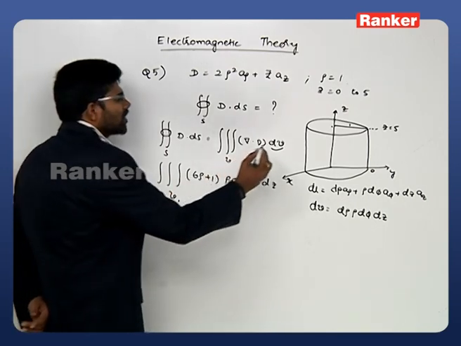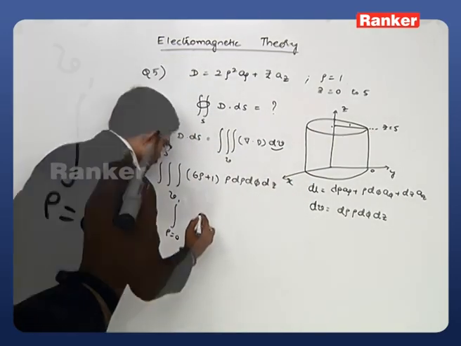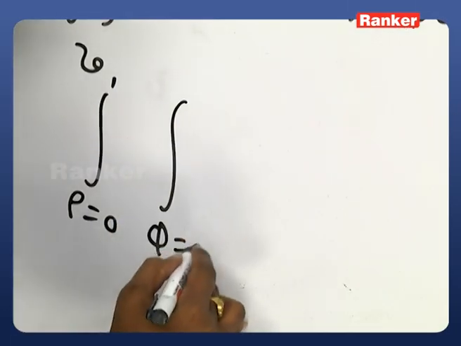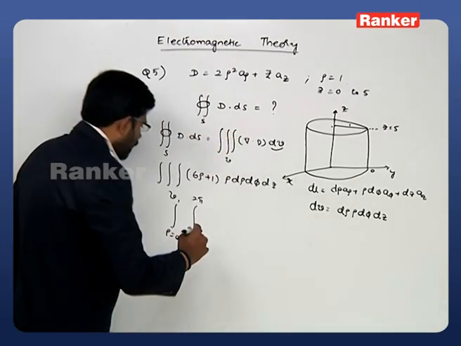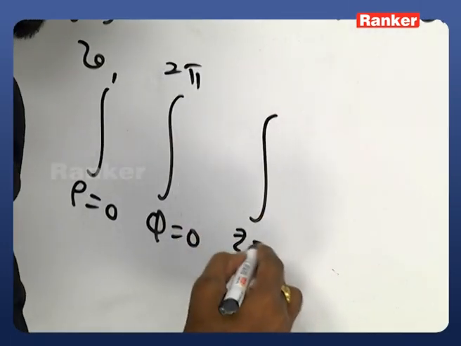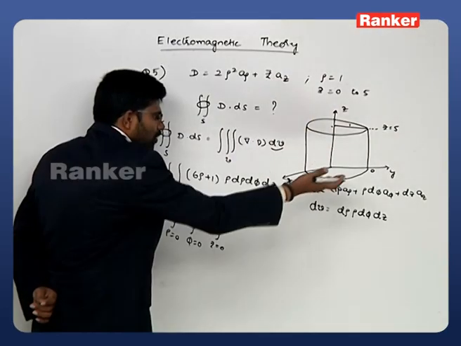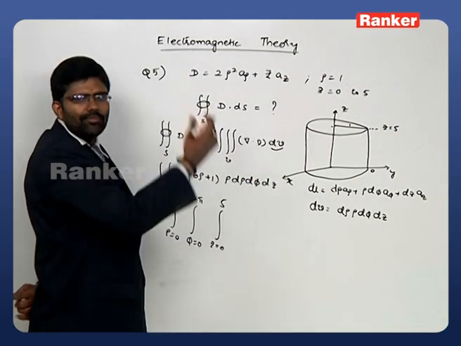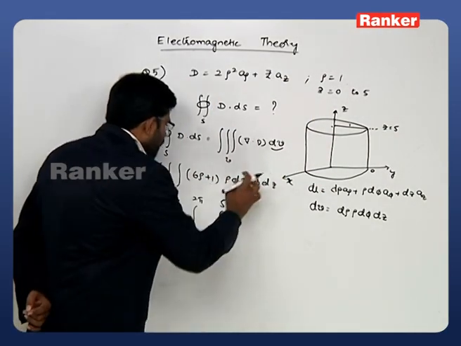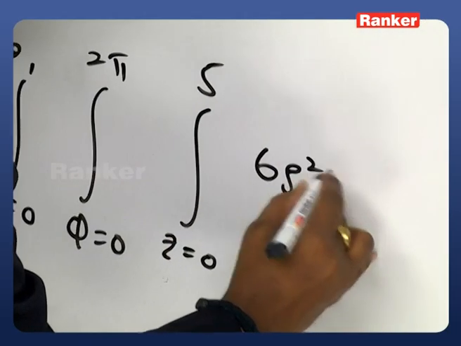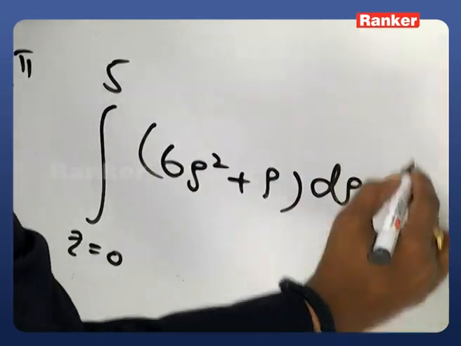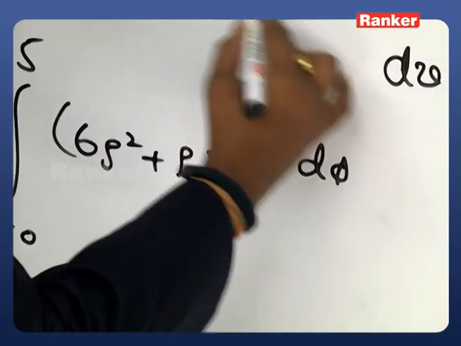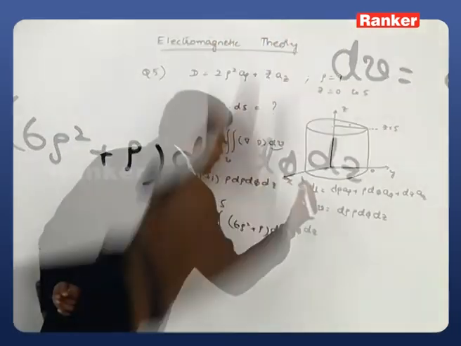The radius of our cylinder is taken from 0 to 1 and phi is always taken from 0 to 2 pi for the entire closed surface, and z is taken from 0 to 5. So bottom is at 0 and top is at 5. If you simplify this, what we get is (6 rho square plus rho) d rho, and there is no phi term except d phi, and the z term is dz.